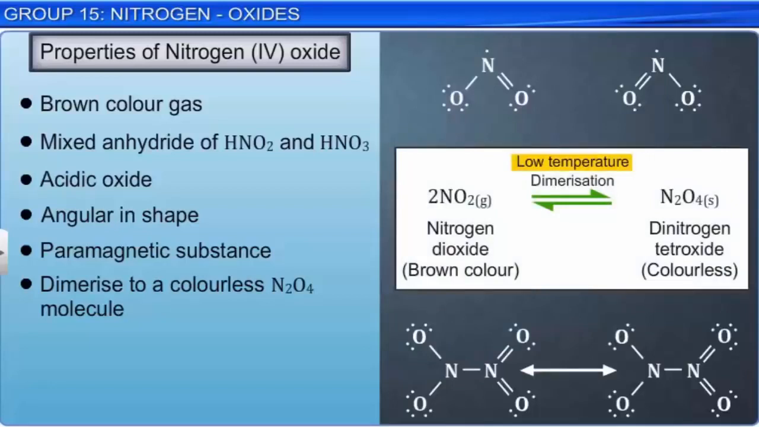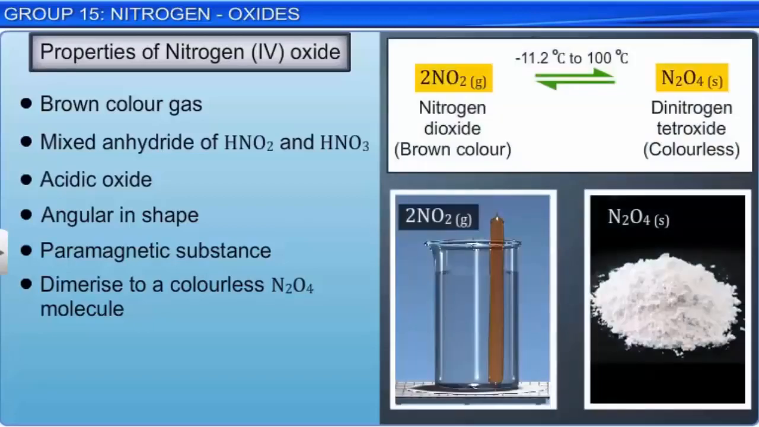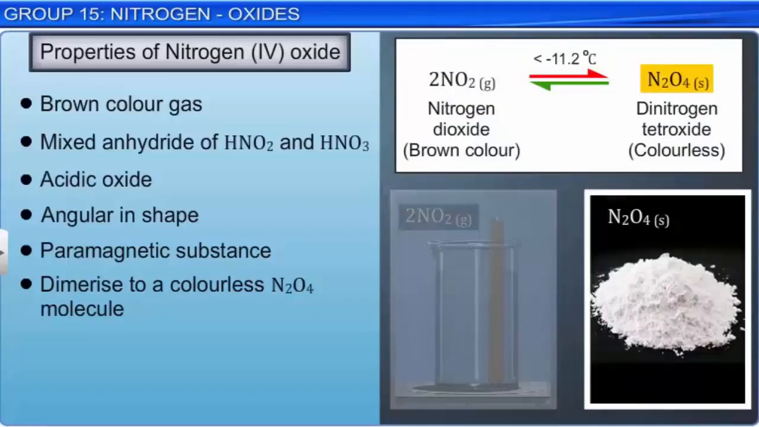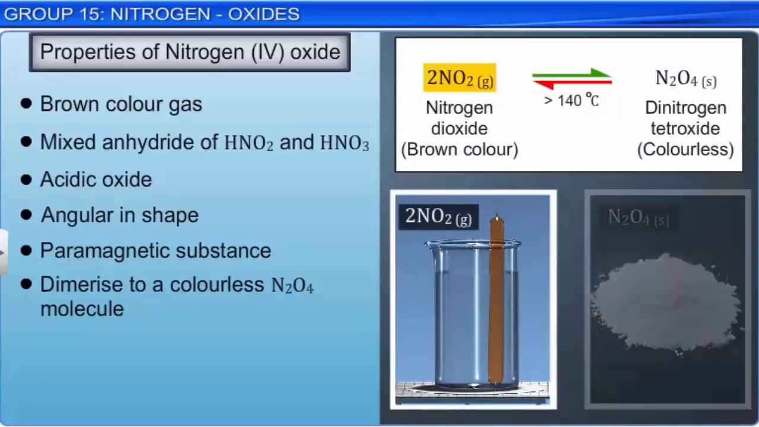At low temperatures, nitrogen dioxide associates to solid dinitrogen tetroxide. Take a look at the planar structure of dinitrogen tetroxide and make a note of the bond angles and the bond lengths in the molecule. These two oxides exist in equilibrium in a wide range of temperature, from -11.2 degrees Celsius to about 100 degrees Celsius. Below -11.2 degrees Celsius, only solid, colorless dinitrogen tetroxide exists, while above 140 degrees Celsius, only gaseous brown nitrogen dioxide exists.